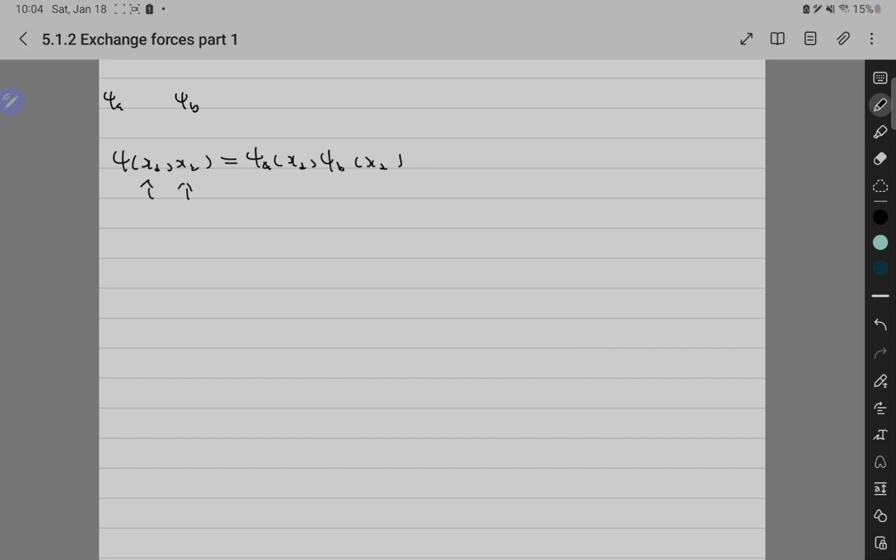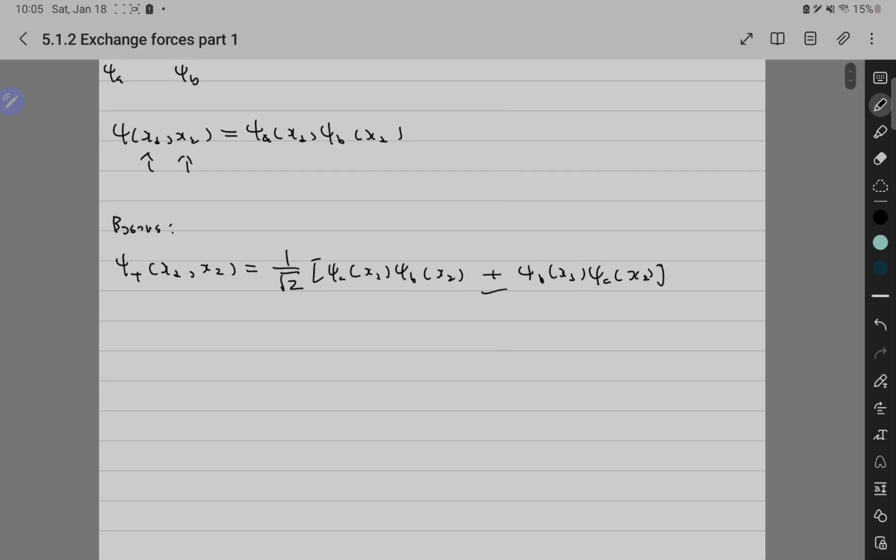And if you remember, for identical bosons, psi plus (x1, x2) is the formula psi A(x1) psi B(x2) plus psi B(x1) psi A(x2). And remember, this is the formula for identical bosons, and you have the plus here, whereas for fermions, it's going to be psi minus. And in my video, I also talked about how for bosons we need to ensure they're symmetrical, and for fermions we need to ensure that they're anti-symmetrical.